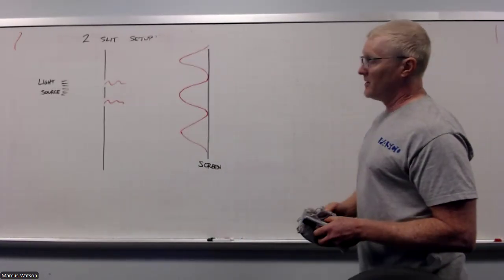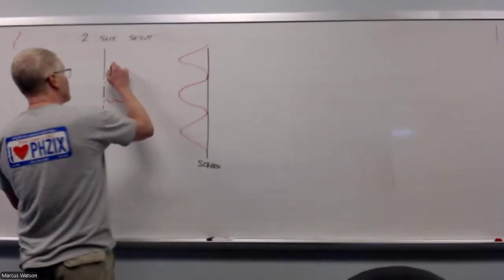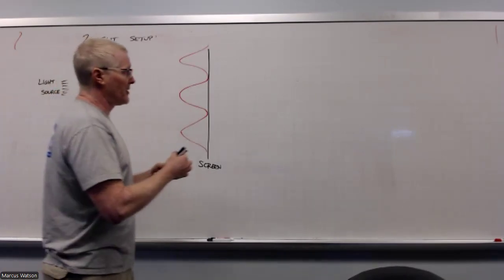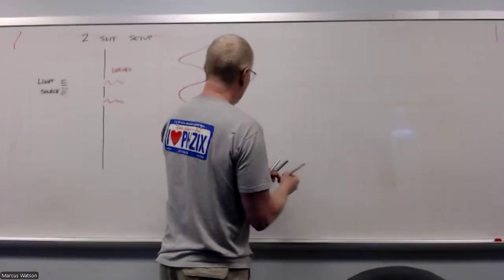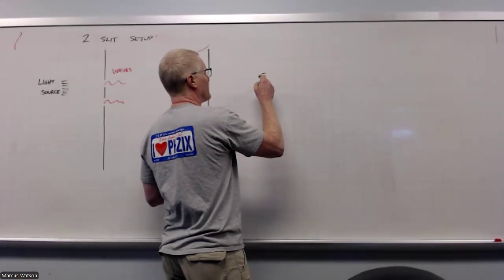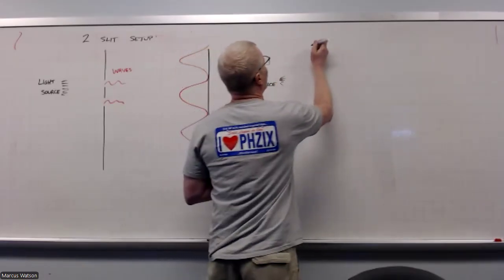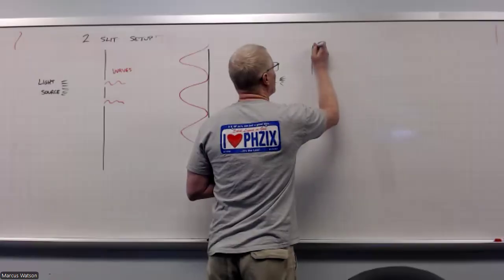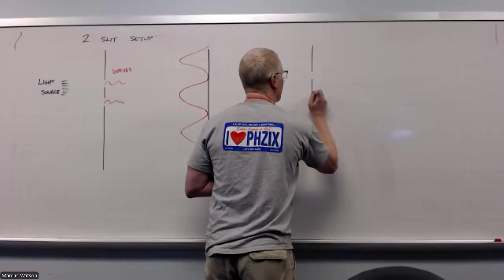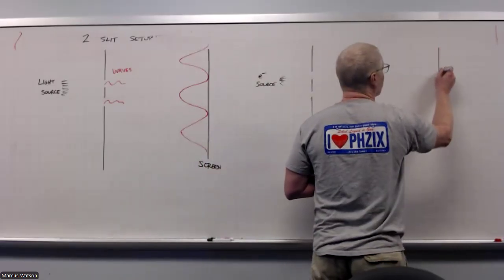All right, now I'm gonna. So this is for the wave picture, right? Waves coming through here. I'm going to do the same setup over here with, say, an electron source, right? And here it is shooting electrons out. And here's a screen over here, right here.